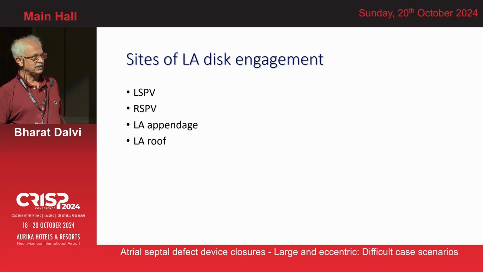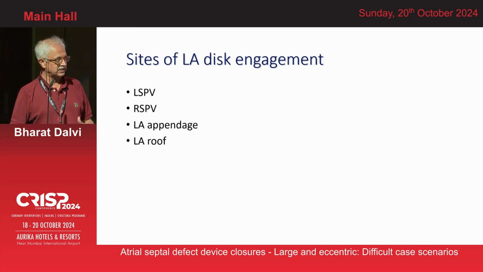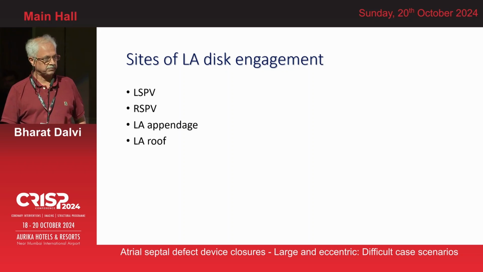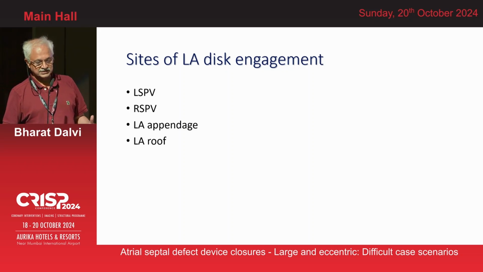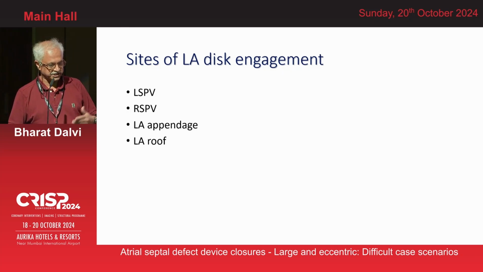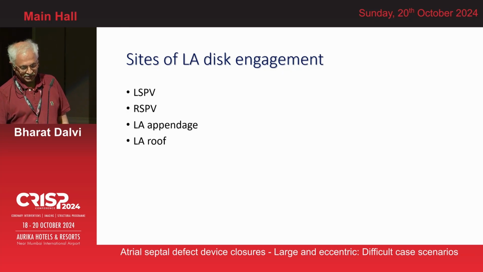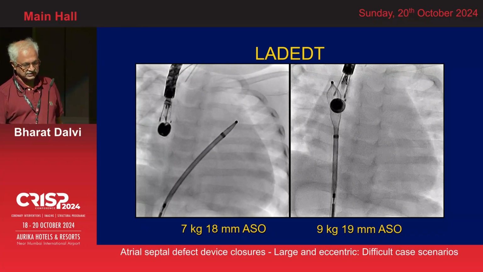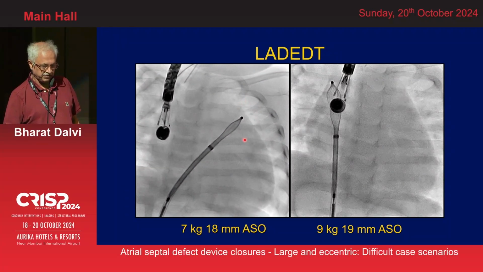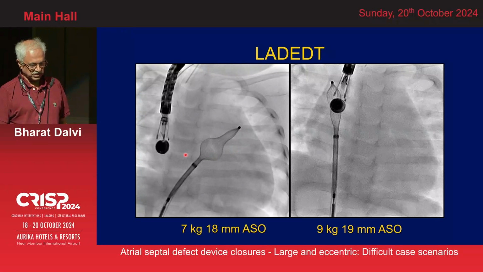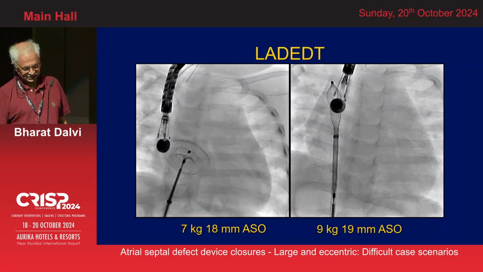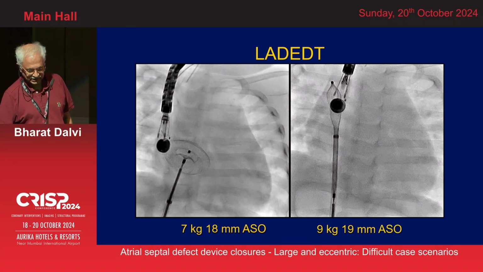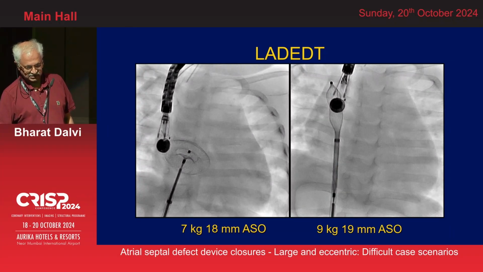This particular technique is also called the LSPV technique because that is the commonest site of engagement, but there is nothing sacrosanct about the left superior pulmonary vein, and you can engage the left atrial disc into the right superior pulmonary vein. Sometimes it gets accidentally engaged into the LA appendage or LA roof, and I'm going to show you some such examples. So this is the classical LSPV technique where we have engaged into the left superior pulmonary vein, the waist is released, followed by the release of the RA disc, and see how beautifully the device is sitting across the interatrial septum.